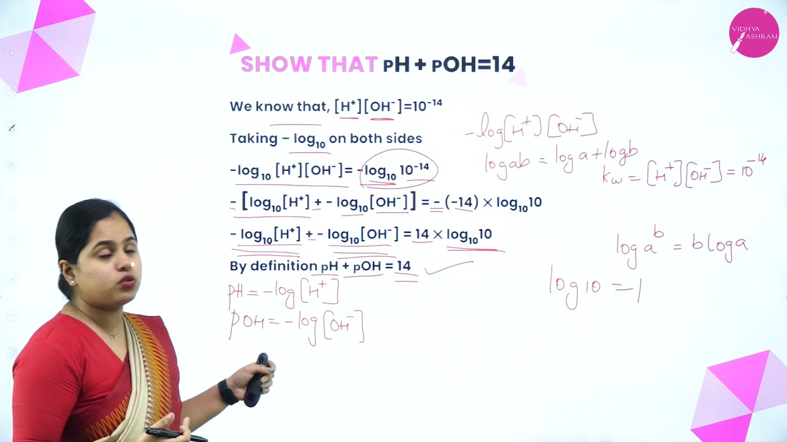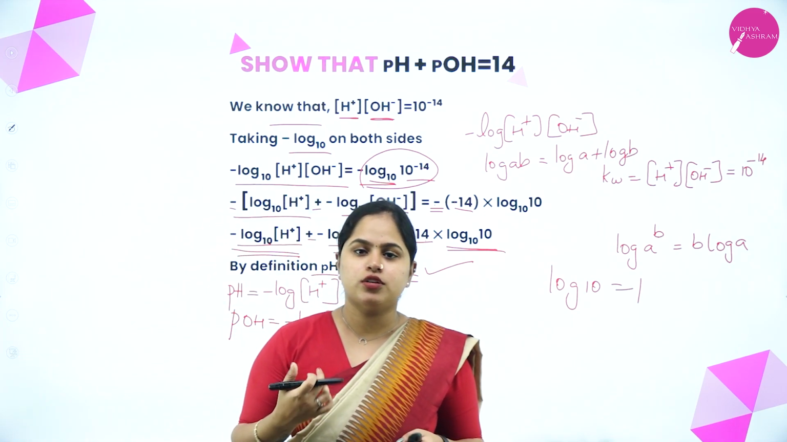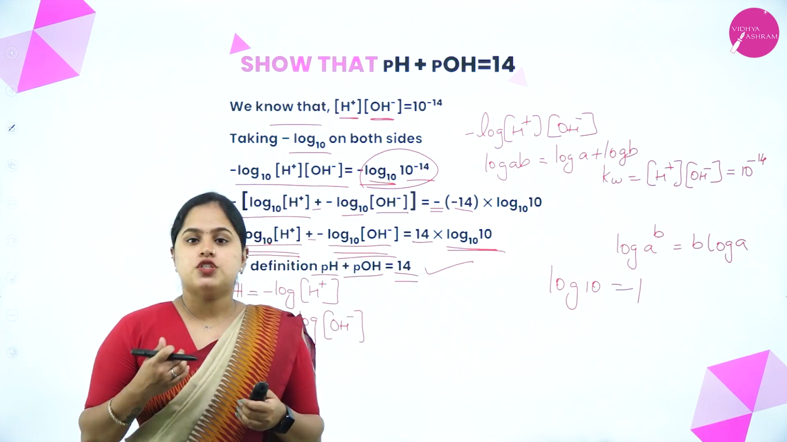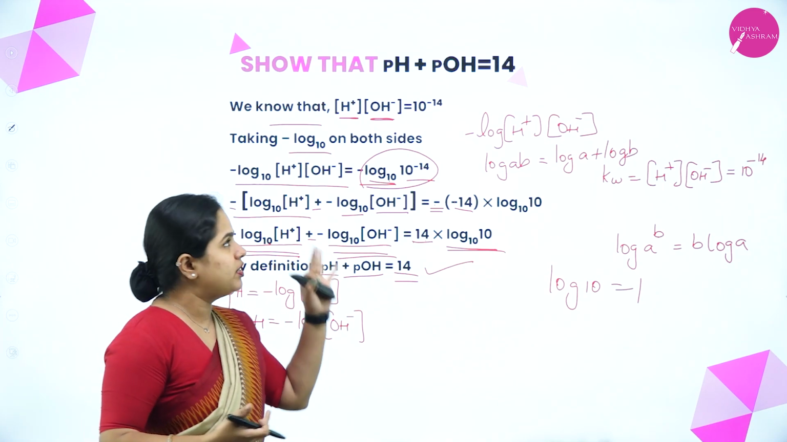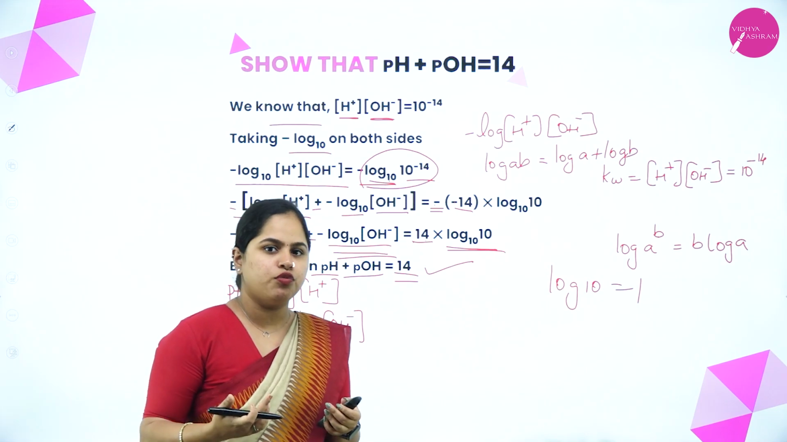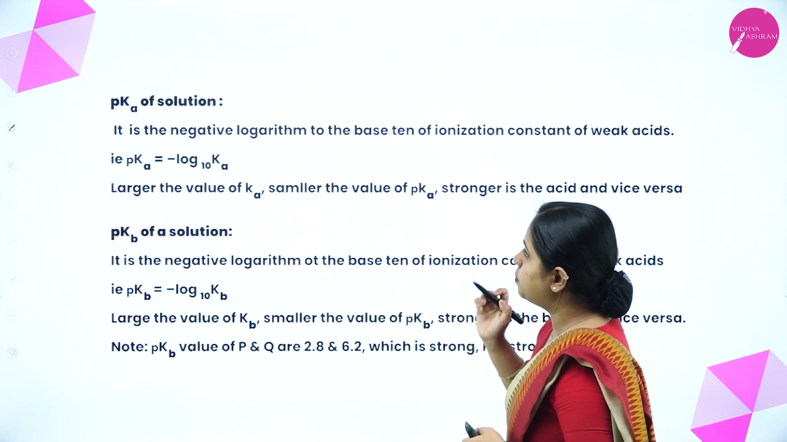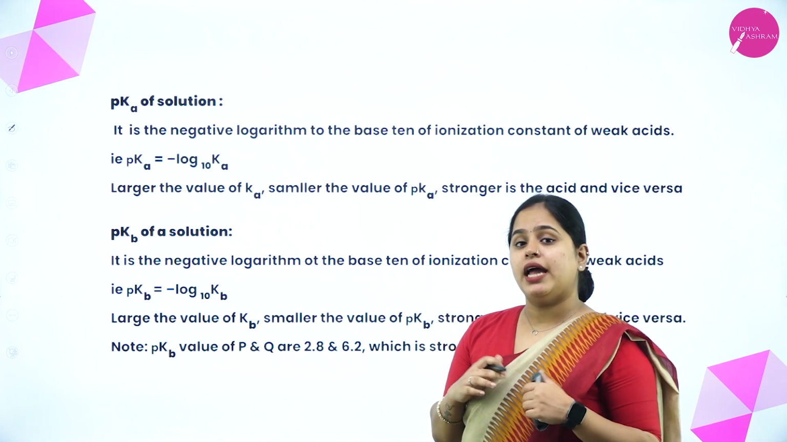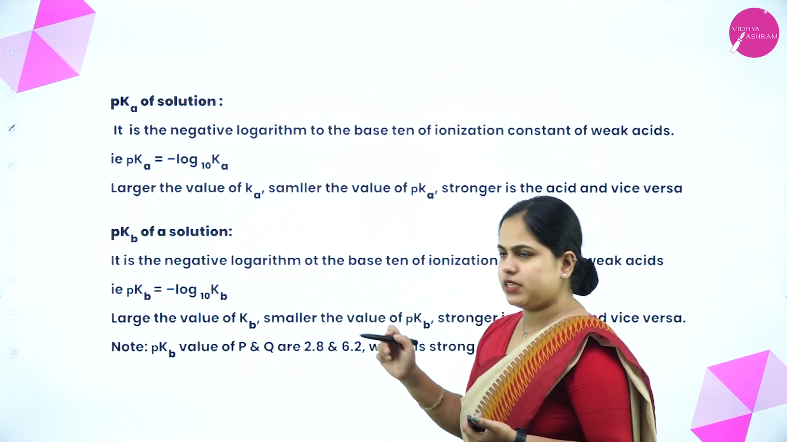So from which equation did we start? It is molar concentration of H plus into OH minus is equal to 10 to the power minus 14. So till now we studied what is pH and pOH of a solution, and we studied the relationship and the derivation that pH plus pOH will give you 14. Now there are another two important concepts that we have to study, that is pKa of a solution and pKb of a solution. The capital A stands for acid and the small b stands for base.